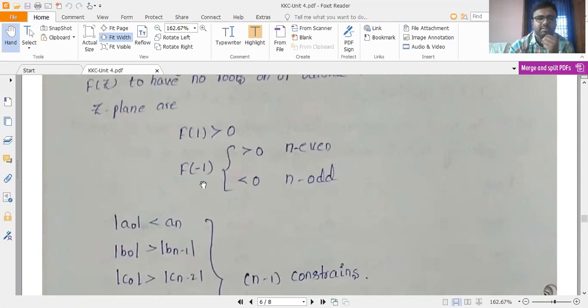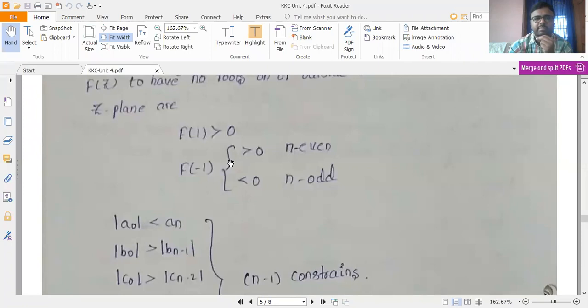Z is equal to minus 1. If you substitute z is equal to minus 1 for an even order polynomial, that means if the order of the polynomial is an even number like 0, 4, 6, that particular value has to be more than 0. Or if the order of the equation is odd, f of minus 1 should be less than 0.